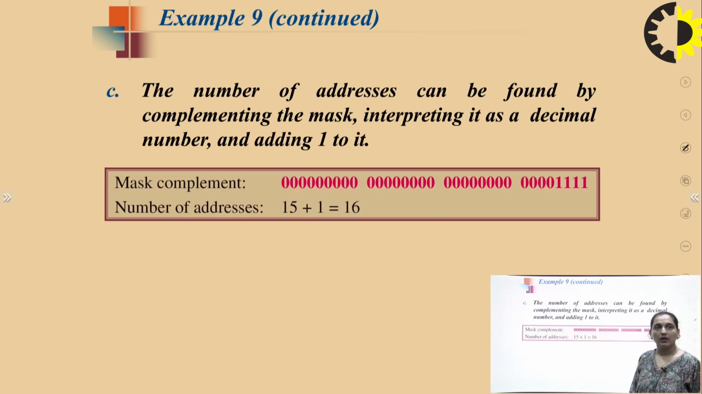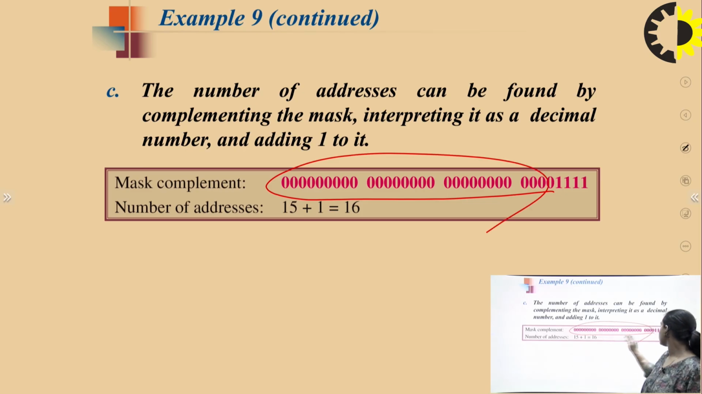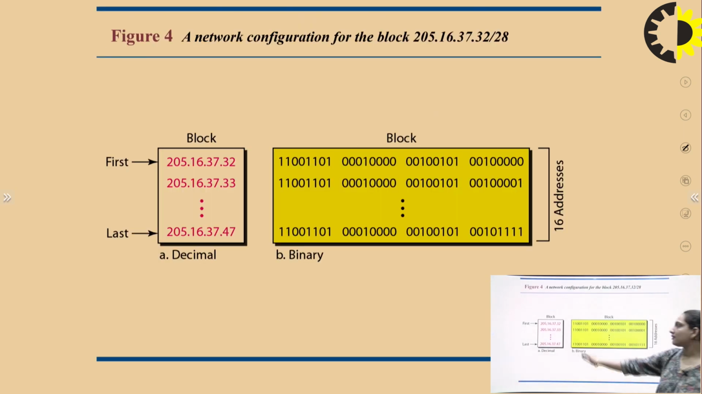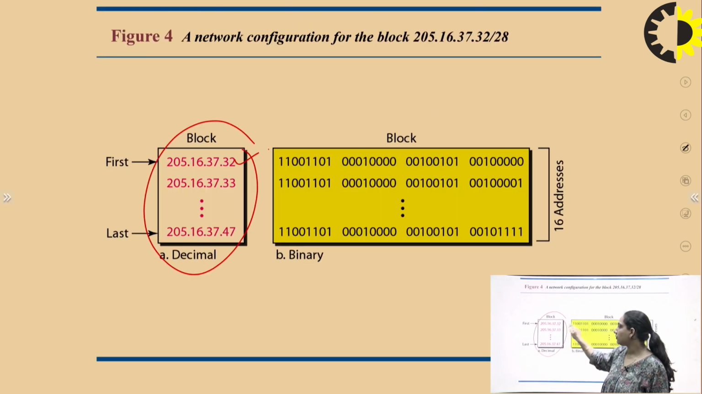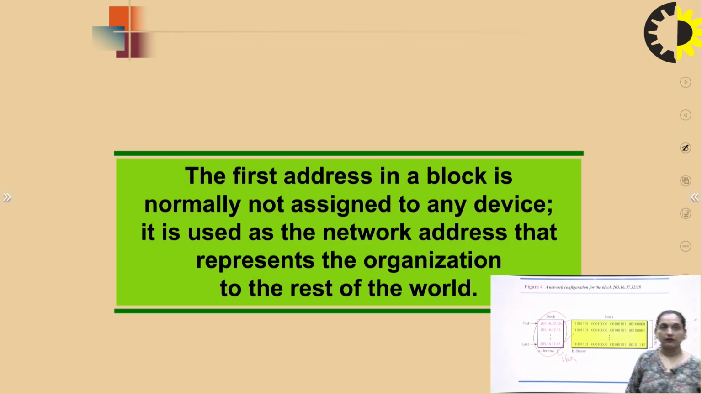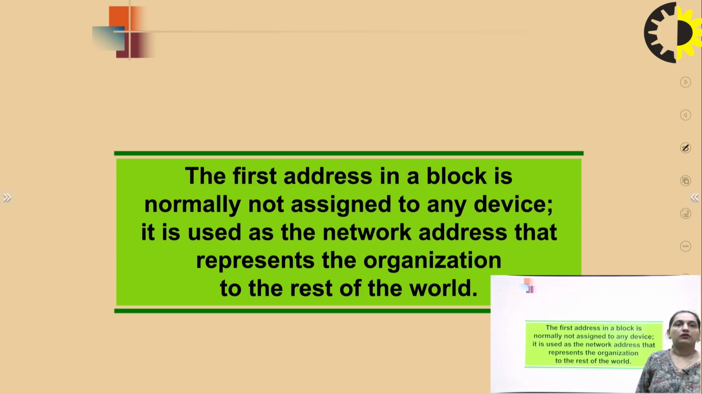So we are complementing, and we have 15. This is 15, and 15 plus 1, that is 16, is the number of addresses we have in it. So this is a block where we have a first address, a last address, and a total of 16 addresses. The first address is not assigned to any host because it is the network address, and the last is used for broadcast. The first address will not be assigned.